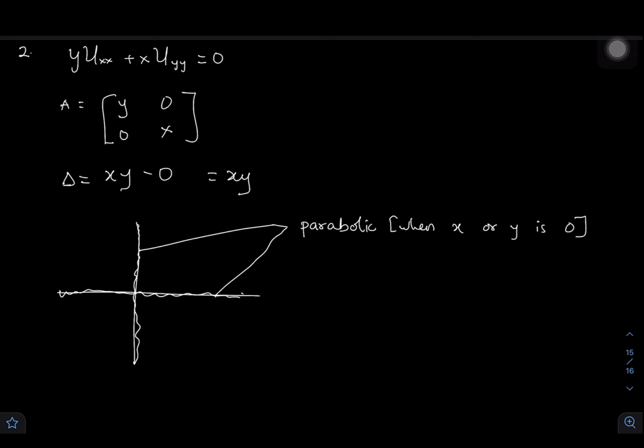Also, if both of them have the same signs, that's if x and y are both positive, or if x and y are both negative, then you're going to have an elliptic one because it's going to give you a delta of positive. So these quadrants are going to give you an elliptic PDE. That is when x and y have the same signs.